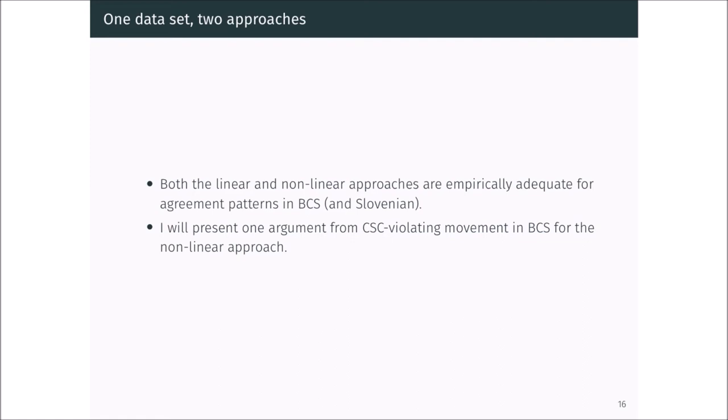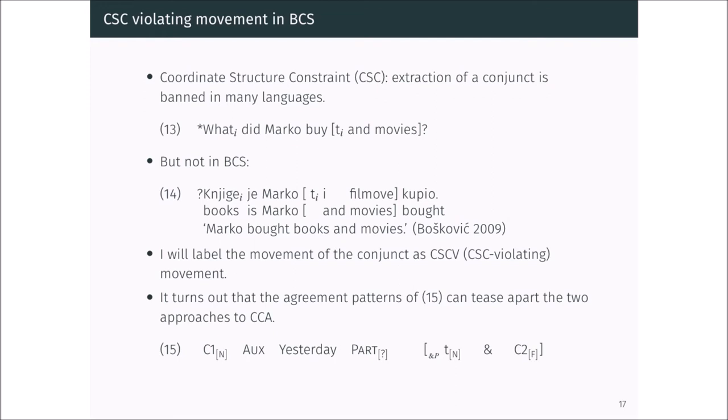The Coordinate Structure Constraint, CSC, bans extraction of a conjunct from a conjunction. This is true in many languages. For example, in 13, we can see that in English, you cannot say what did Marco buy and movies, because that would be extracting out of a conjunction. But this ban does not hold in BCS, because we can say something like books is Marco and movies bought, meaning Marco bought books and movies. Here, books, as you can see, did move out of the conjunction phrase. I'll label the movement of the conjunct as CSCV movement or CSCV.